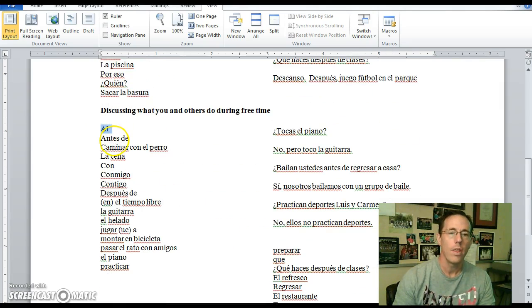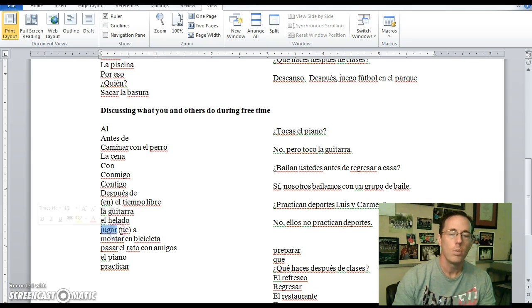Al is to the. Antes de, beforehand. Caminar con el perro, to walk the dog. La cena, dinner. Con means with. Conmigo, with me. Contigo, with you. Después de means after or afterward. El tiempo libre, free time. La guitarra, the guitar. El helado, ice cream.